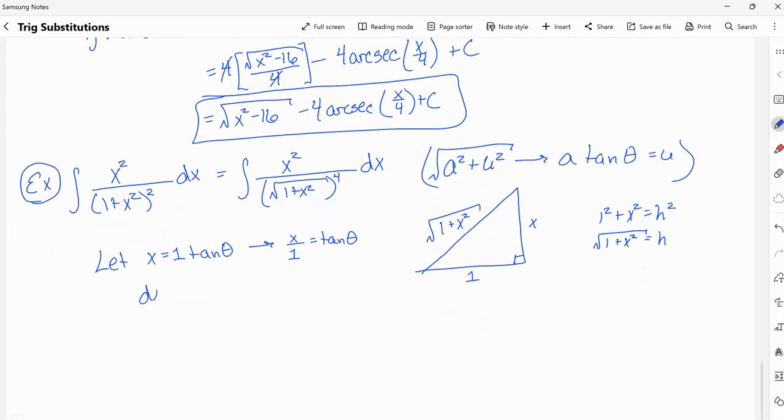Let's find dx. Take the derivative of x, which is dx. Take the derivative of 1 times tangent of theta. Derivative of tangent is secant squared. Take the derivative of the angle, which is d theta. Secants and tangents go together. Let's go ahead and figure out what secant would be. Secant is the hypotenuse over the adjacent. In this case, it would be the square root of 1 plus x squared over 1, or just the square root of 1 plus x squared.